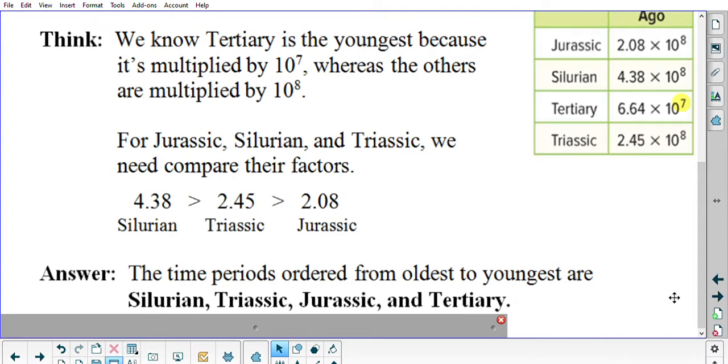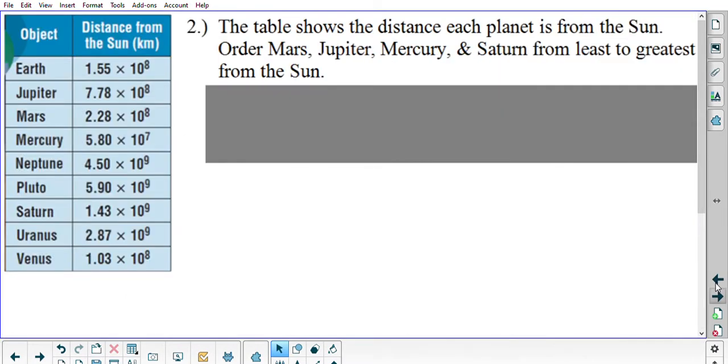All right, if you feel like you understood example number 1, you can hit pause now and do 2, 3, and 4 on your own. If you instead would like for me to do number 2 with you, then follow along.